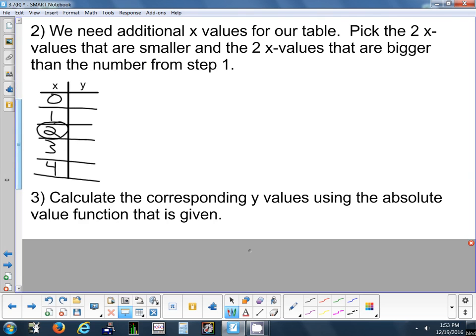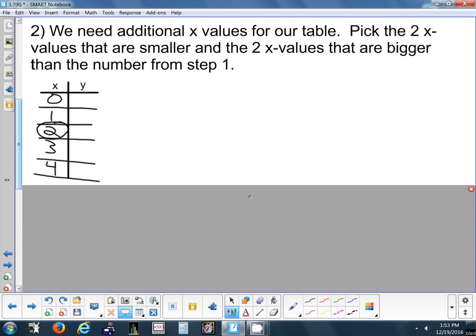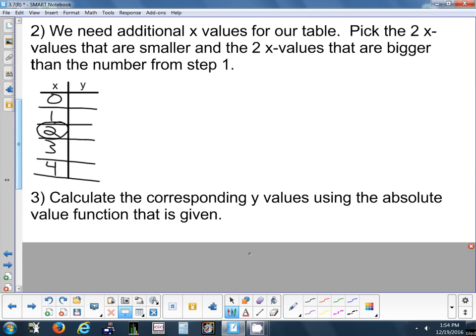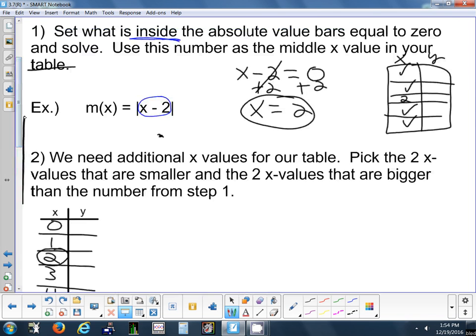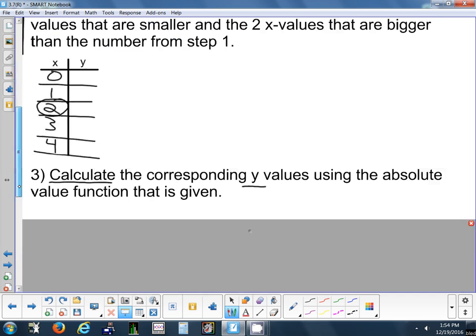And now, once we have these X values, what do you think you have to do next? You only had half a table. What's missing in that table? I'm missing all the Y's, so that's step 3. Calculate the Y's. And how are we going to do that? Well, if we go back up, we have a formula right here. This formula tells us how to find the Y values.